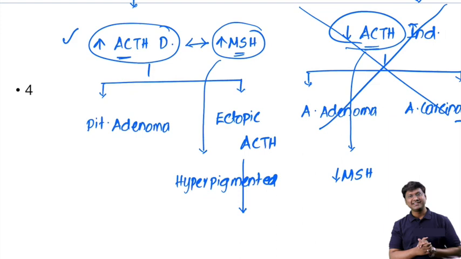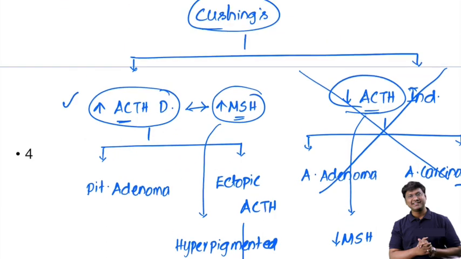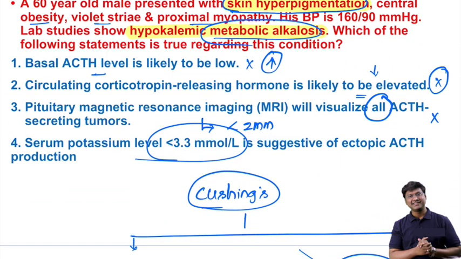The other sources are pheochromocytoma, medullary carcinoma of thyroid, and then pancreatic and bronchial carcinoids. So, ectopic ACTH producing Cushing syndrome will cause hypokalemic metabolic alkalosis. This hypokalemic metabolic alkalosis is seen in pituitary adenomas as well as ectopic ACTH, but most significantly in ectopic ACTH producing Cushing syndrome. Okay, so the answer is the fourth option.